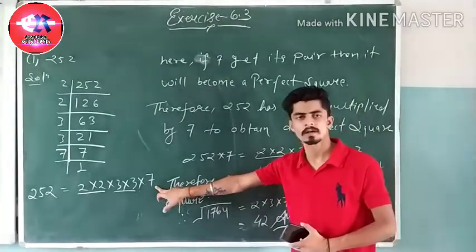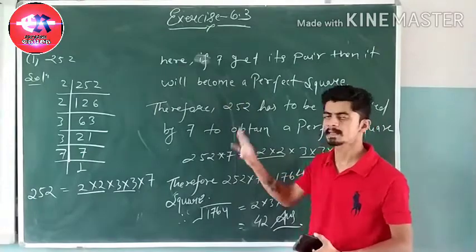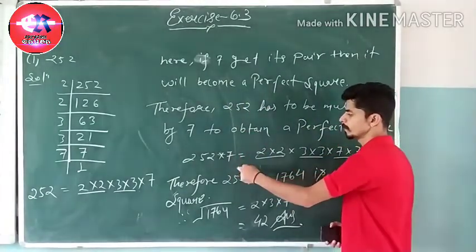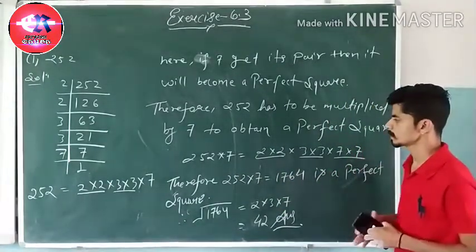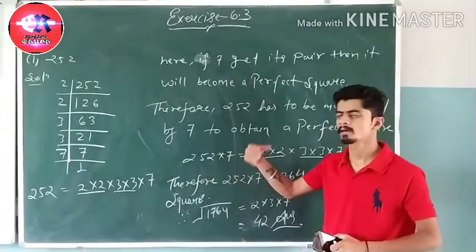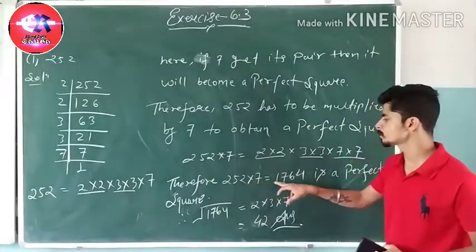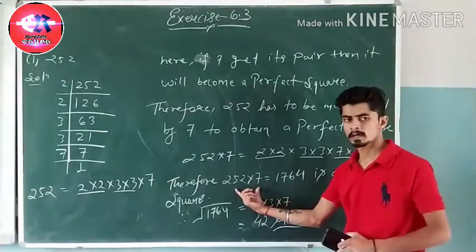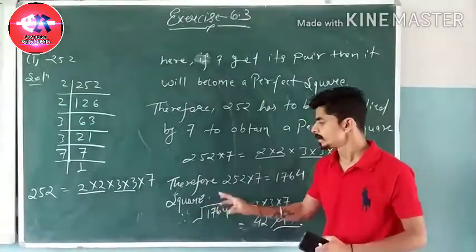The number which does not have its pair, that particular number we have to multiply by. So when we multiply by 7, we get one more 7. Therefore 252 times 7 we get 1764. The product of these two numbers is 1764, which is a perfect square.